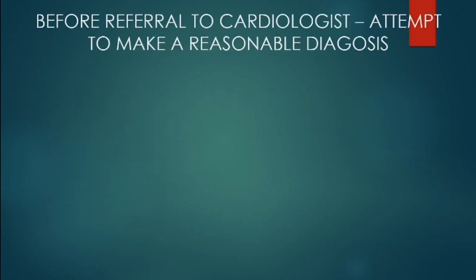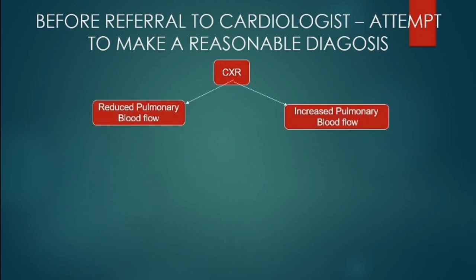When a patient comes to my clinic, before referring to a cardiologist, I should do the following investigations. Chest X-ray to differentiate between reduced pulmonary blood flow and increased pulmonary blood flow. Then, with an ECG showing the different chamber enlargement, I may be directed towards some diagnosis before sending to a cardiologist.